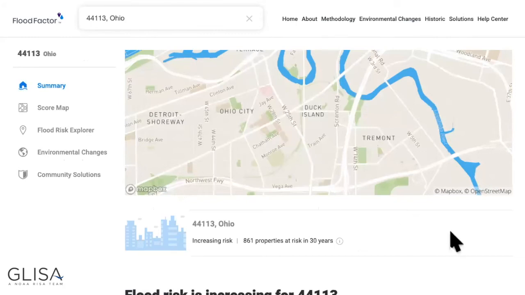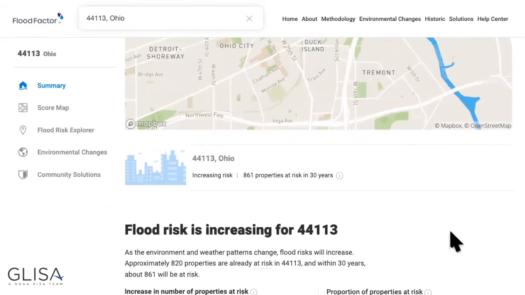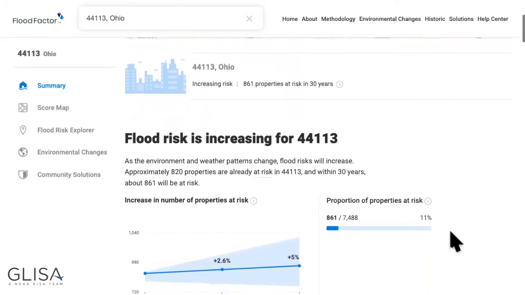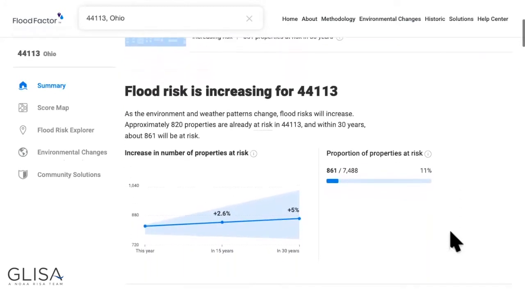For a specific zip code, you will see almost all of the same types of information as with a specific property, with an addition of this graph that shows the projections for how the number of properties at risk will change over the next 30 years. The light blue section shows the possible percent changes of properties at risk over the next 30 years.